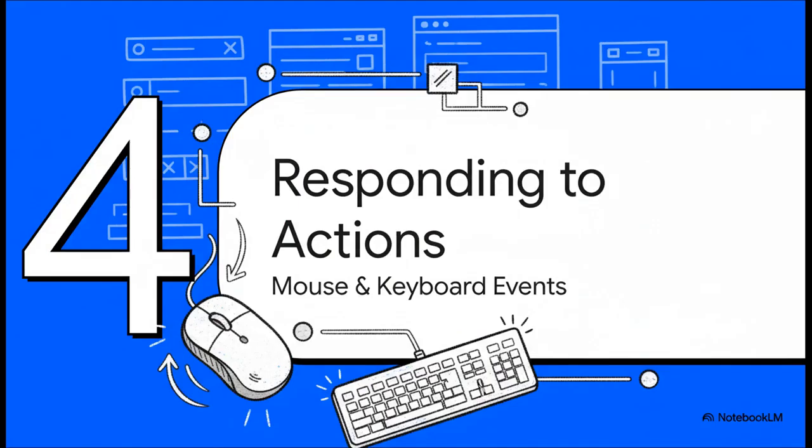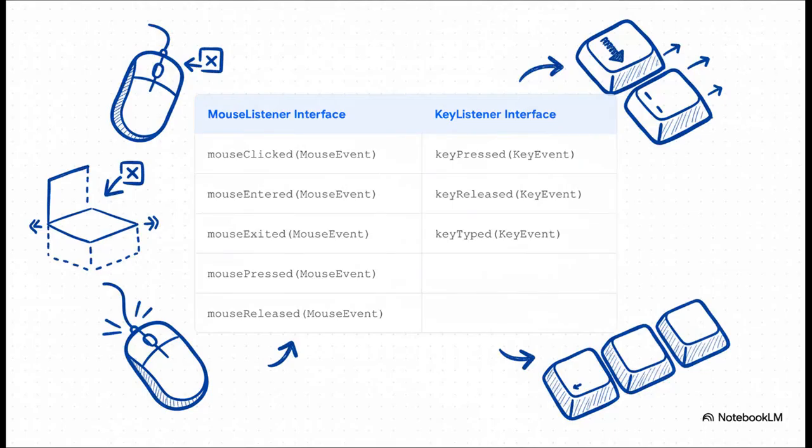Okay, theory is done. Let's see how this awesome model works with the most common things a user will do, using the mouse and the keyboard. Now this is where it gets really cool. Look how specific Java lets you be. If you want to handle mouse actions, you use the mouse listener interface, and it gives you all these methods. You can write code that runs only when the mouse enters a component or only when it's released. Same for the keyboard. Key listener gives you pinpoint control over when a key is pressed, released, or typed.